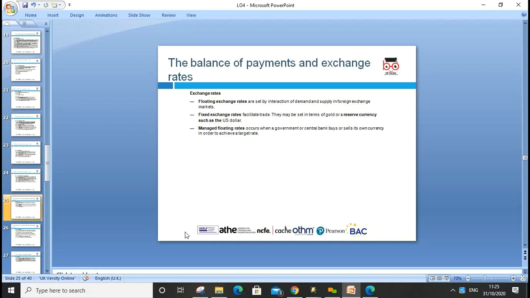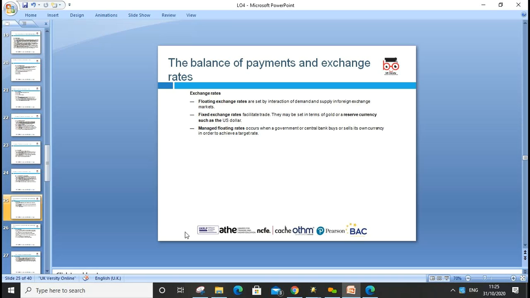Of course, you have to look at the exchange rate. A floating exchange rate is set by the interaction of demand and supply, so you set the exchange rate based on demand and supply. Fixed exchange rates facilitate trade, and may be set in terms of gold or the reserve of a currency. Your published note may be based purely on gold, or on a bill of exchange between other countries' balance of payments, or on credit or a letter of credit.